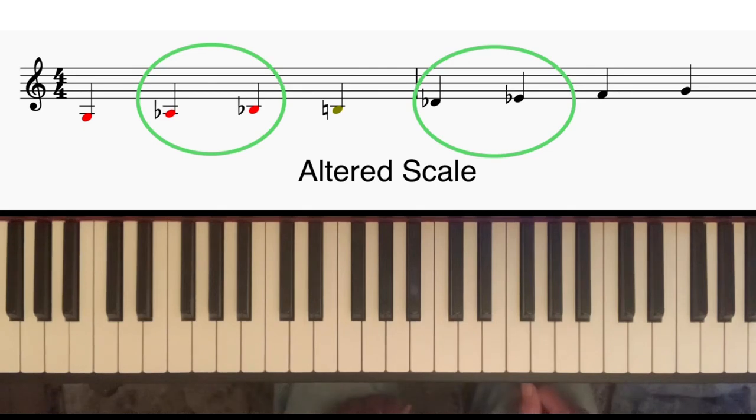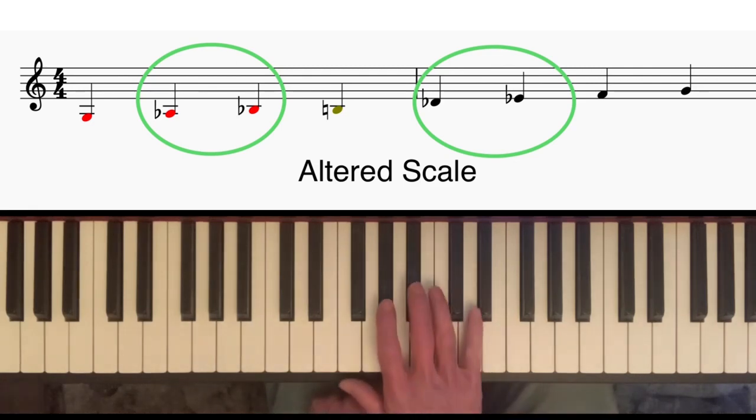Now, this scale actually exists in another life. It's the 7th mode of an ascending melodic minor scale. That sounds really complicated, but try and keep it simple in your mind. Think of an A-flat melodic minor scale ascending.